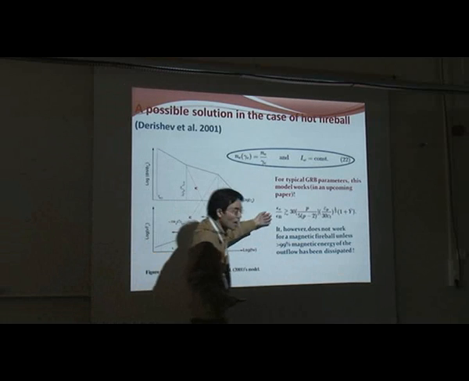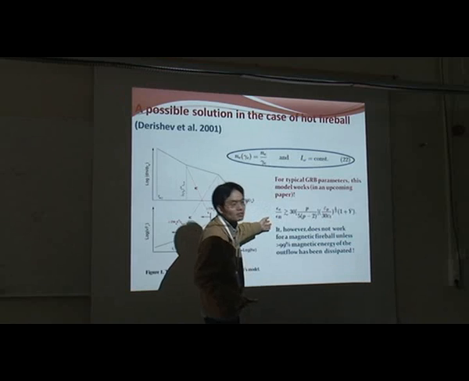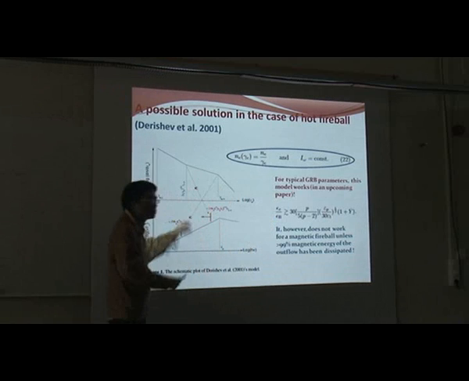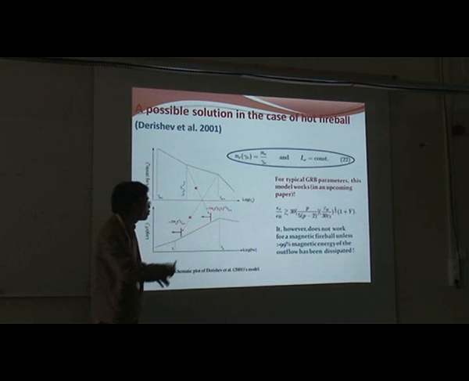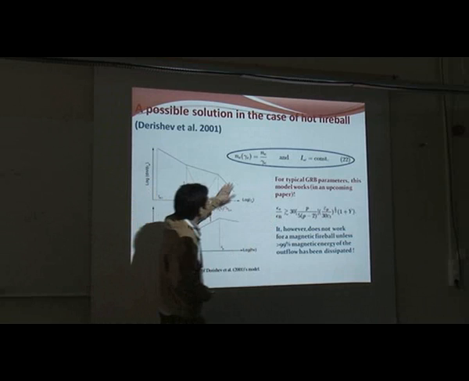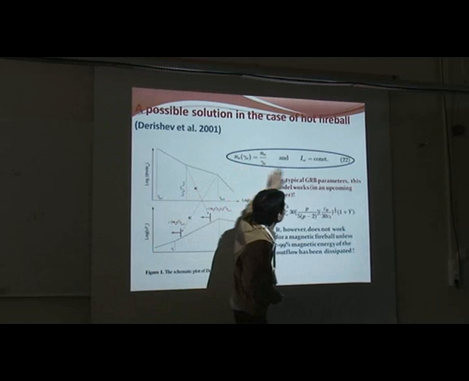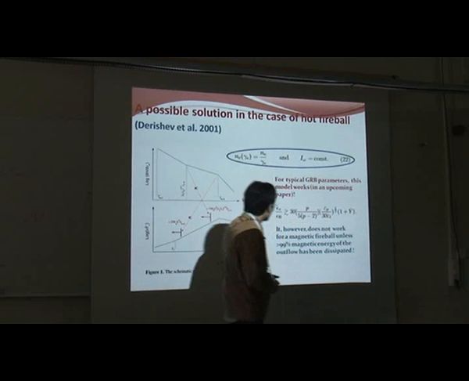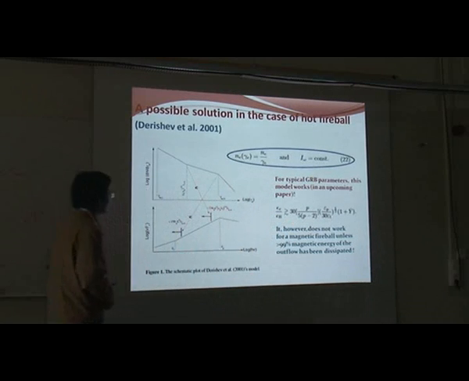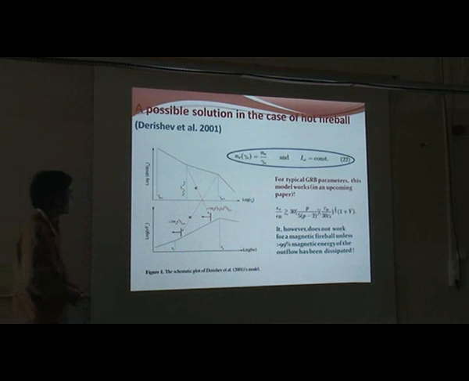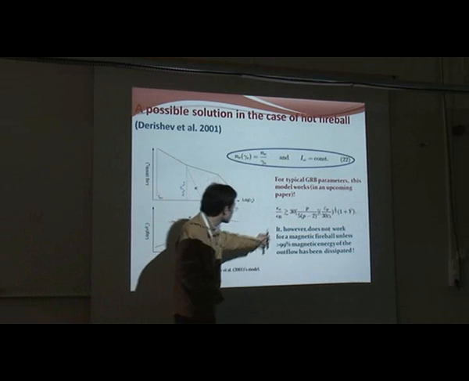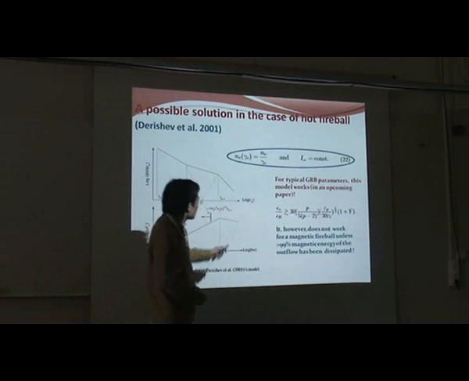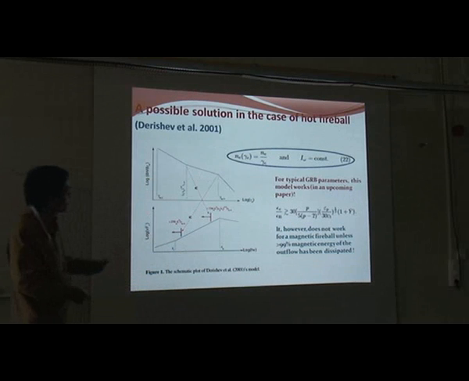However, in this model, epsilon_e has to be much larger than epsilon_B. Otherwise, the inverse Compton will be too weak to modify the energy distribution of the electrons and then the spectrum. So this is my comment on the magnetic flow model.